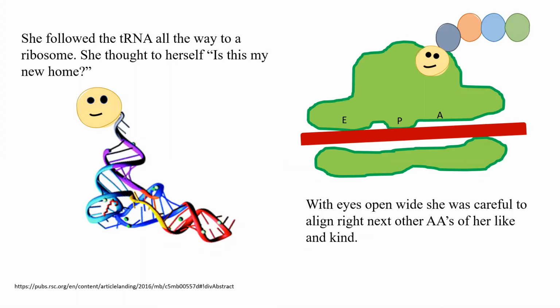She followed the tRNA all the way to a ribosome. She thought to herself, "Is this my new home?" With eyes open wide, she was careful to align right next to the other AAs of her kind.